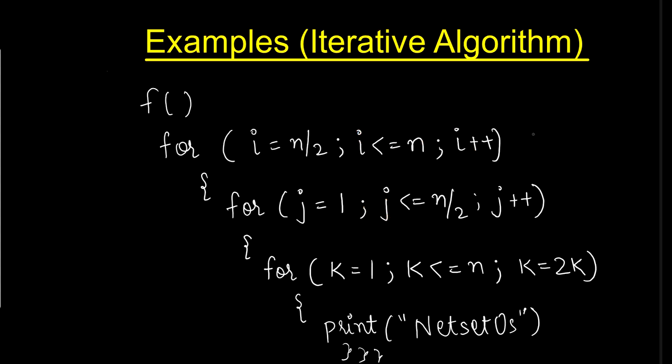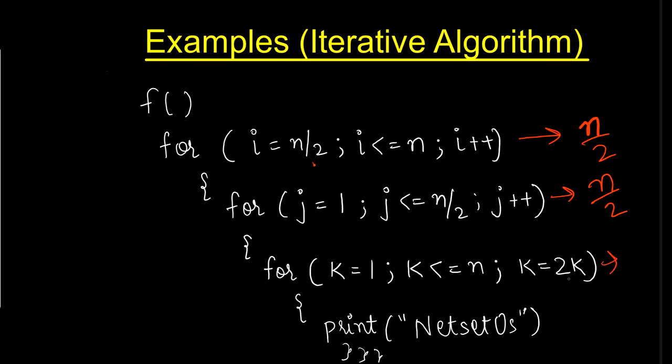Here if we analyze, i is running from n by 2 to n. That means it is running for n by 2 times, the other half. So I can say it is running for n by 2. j is running from 1 to n by 2, so n by 2 times.